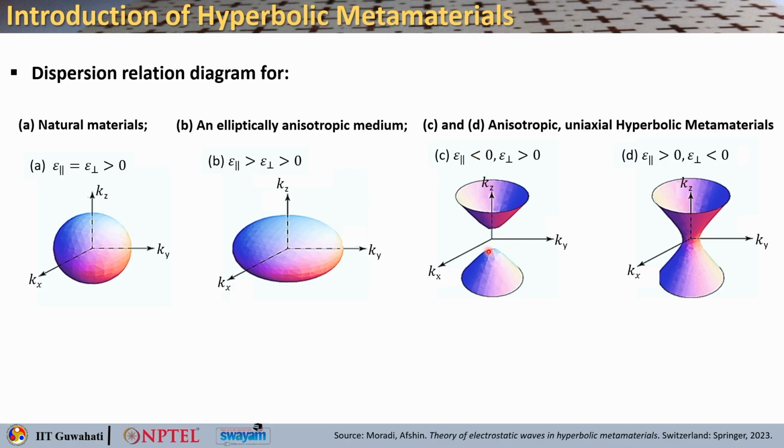Now, these two figures, C and D, are telling you about the hyperbolic dispersion relation, because here the parallel and perpendicular components of the permittivity are unequal and also of opposite sign. If epsilon perpendicular is positive, you get this kind of dispersion diagram, and if the parallel part is positive and the orthogonal part is negative, you get this as your dispersion diagram, right, in K space.